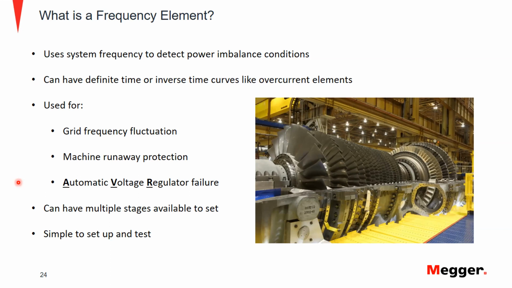So we definitely don't want to damage the turbine, since the generator is the main piece of the system that keeps everything going. We can have multiple stages set. We can have multiple frequencies. Some relays offer six different stages of settings. We can do them all for under voltage, you can do them all for over, you can do a mix and match of either one, and it's also very simple to set up and test as well.